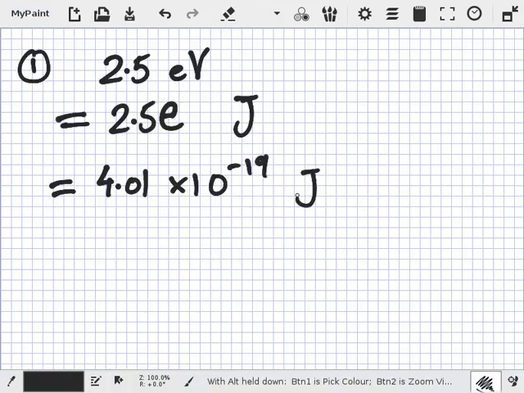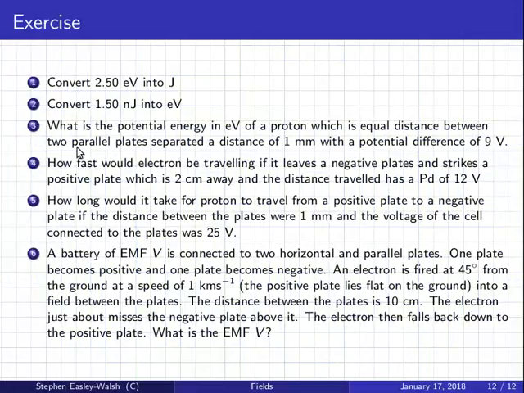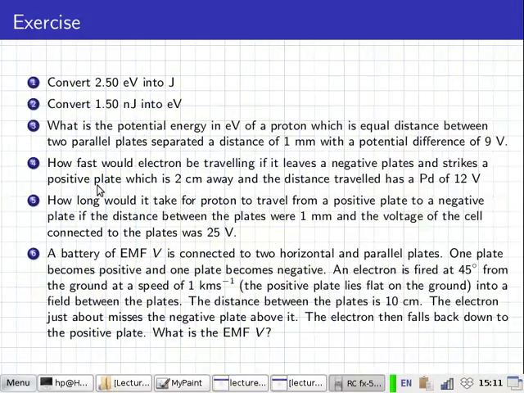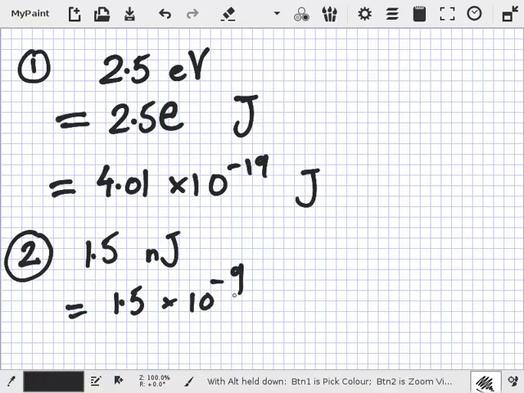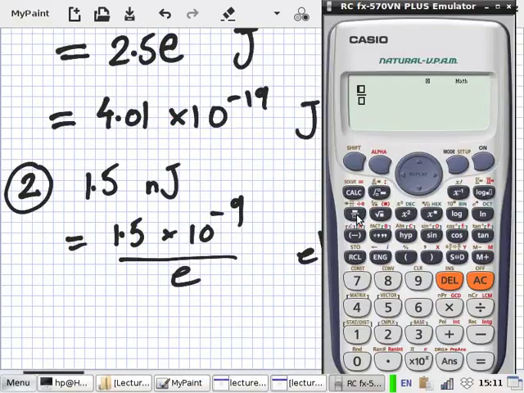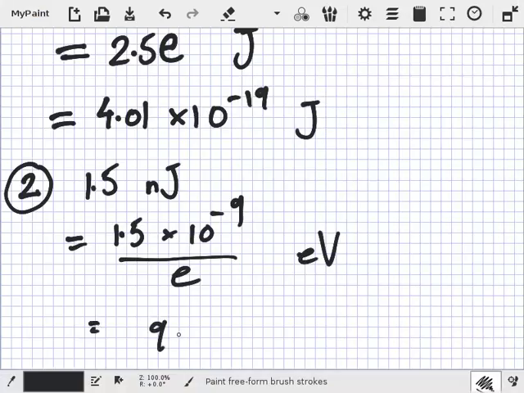We're okay with that? Question 2: 1.5 nanojoules into electron volts. So 1.5 nanojoules would equal 1.5 times 10 to the minus 9 over E electron volts. Let's bash that into the old calculator. Quite a lot, isn't it? Which is 9.36 giga electron volts.